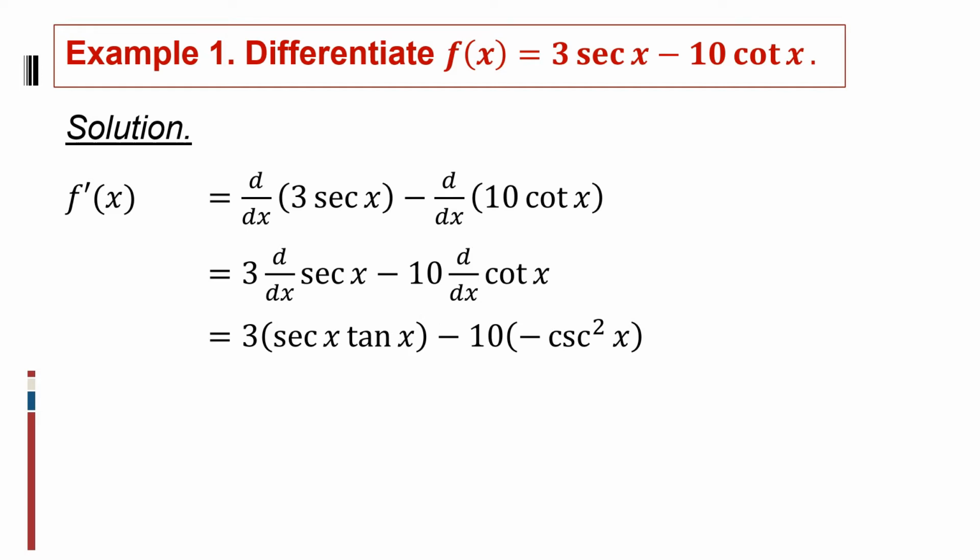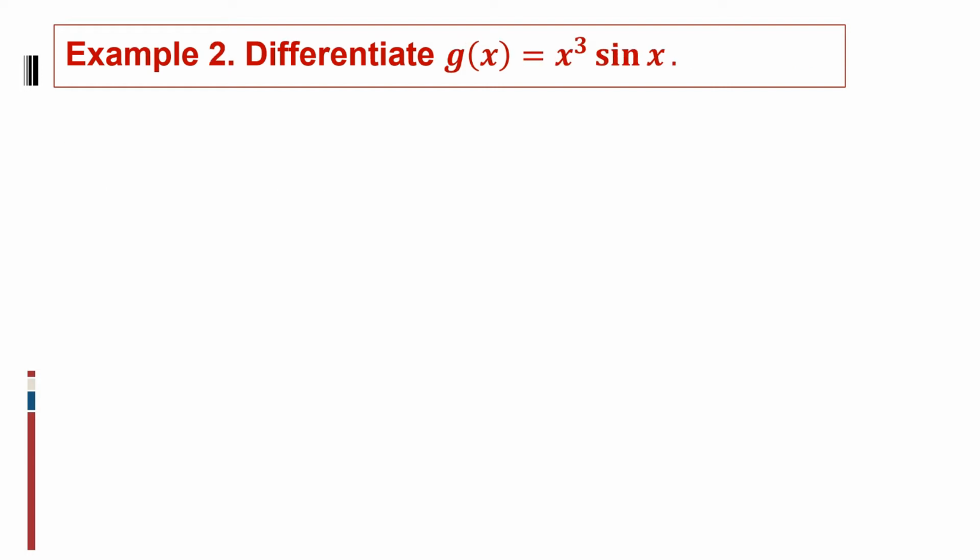Or we have 3 times the derivative of secant x is secant x tan x. And the derivative of cotangent x is negative cosecant squared x. So we have 3 times secant x tan x minus 10 times negative cosecant squared x. Or that is 3 secant x tan x plus 10 cosecant squared x kasi negative tsaka negative. Let's differentiate g of x equals x cubed sine x.